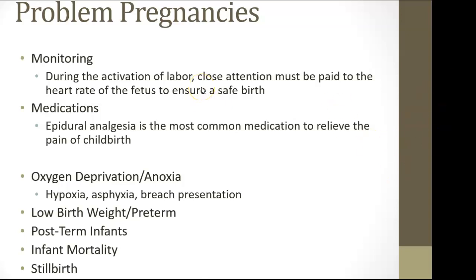And then you can have different problematic pregnancies. Let's see, what do I want you to do here? Some of this seems like maybe we don't need to know it, but we will. How about this? You monitor the pregnancy. You may have to have close monitoring of the heart rate, and definitely when you're in labor, they check the heart rate every time you go in. You can receive medications like an epidural, which will relieve some of the pain of childbirth. I'm a big fan of the epidural. And then oxygen deprivation.